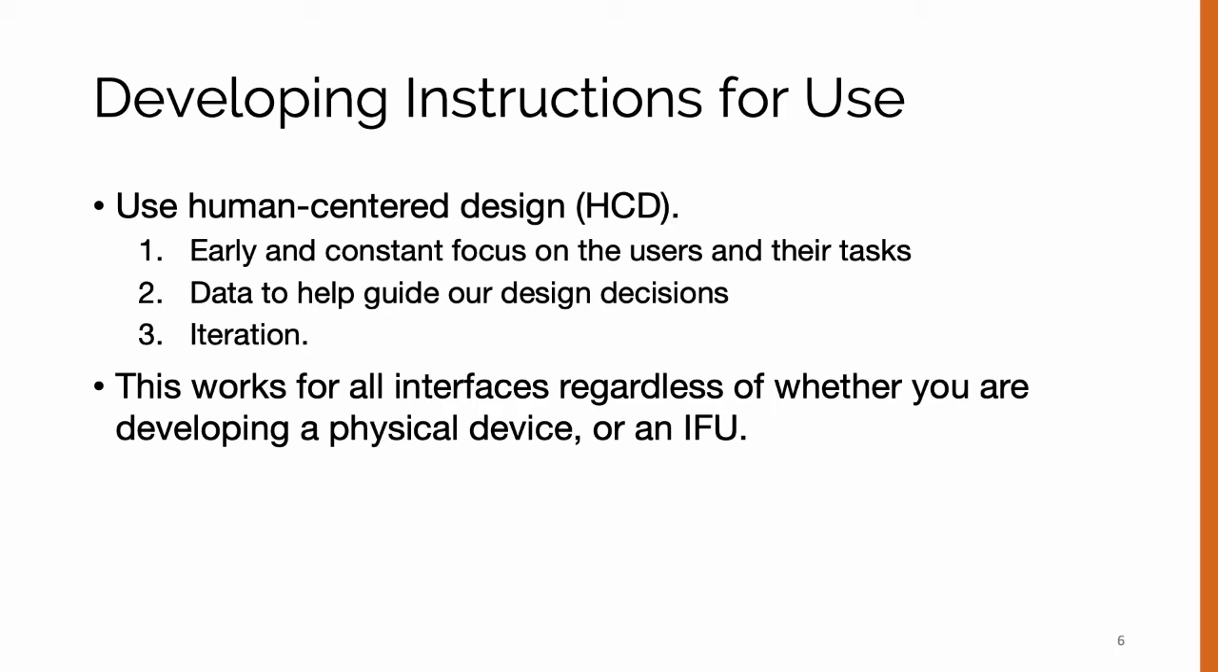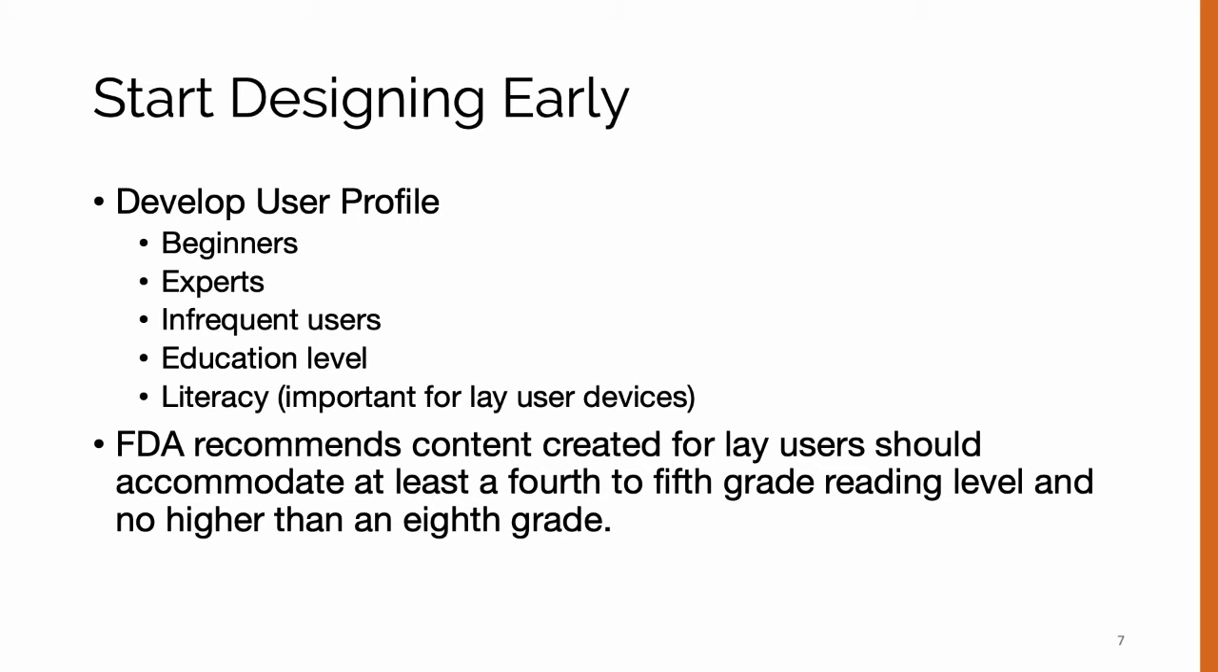That is, people conduct real honest-to-goodness tasks using the instructions for use. We find out where they have difficulties. We find out which tasks they're not able to complete. We find out which instructions don't seem to make sense for them, and then we go back and fix those things. And of course, this works for all user interfaces, regardless of whether you're developing a physical device or instructions for use. These human-centered design principles really do apply to the design of just about everything. And of course, instructions for use are no exception to that.